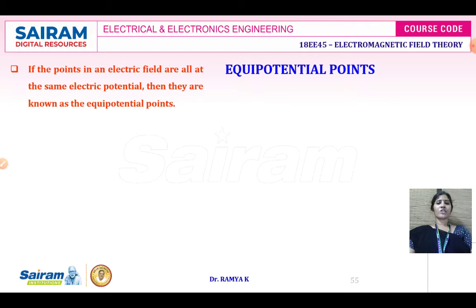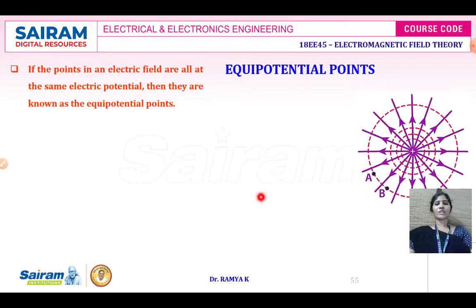Now equipotential point. You can see here a positive charge, and the field is exerted outward. If a point in an electric field is at the same electric potential, suppose here you are considering, if the point in the electric field exhibits the same electric potential, then that point is called an equipotential point.